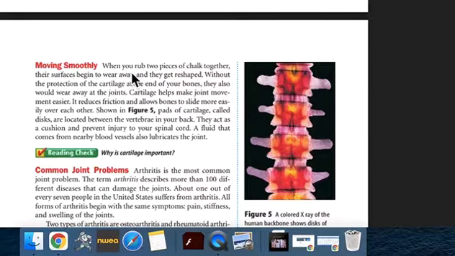Moving smoothly. When you rub two pieces of chalk together, their surfaces begin to wear away, and they get reshaped. Without the protection of cartilage at the end of your bones, they also would wear away at the joints. Cartilage helps make joint movement easier. It reduces friction and allows bones to slide more easily over each other, shown in Figure 5. Pads of cartilage called discs are located between the vertebrae of your back. They act as a cushion that prevents injury to your spinal cord. A fluid that comes from nearby blood vessels also lubricates the joint.